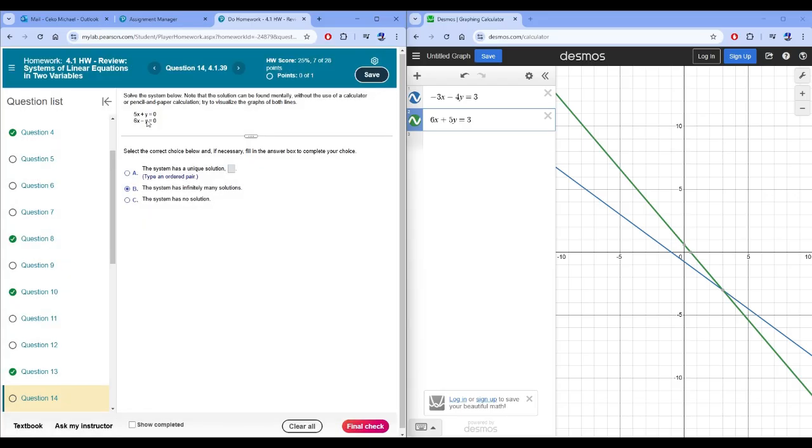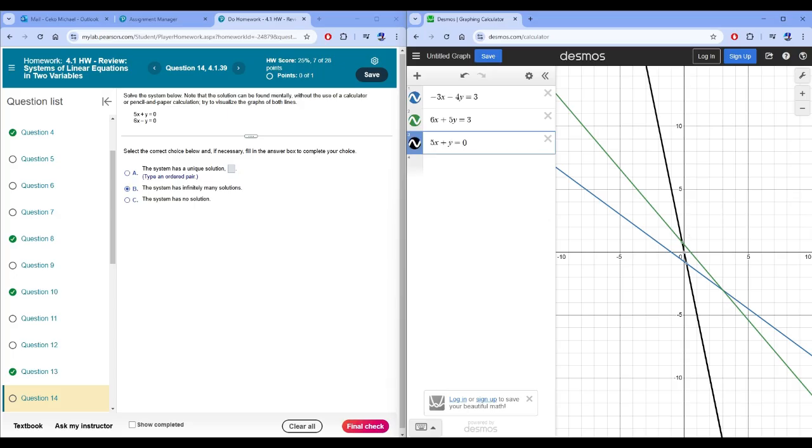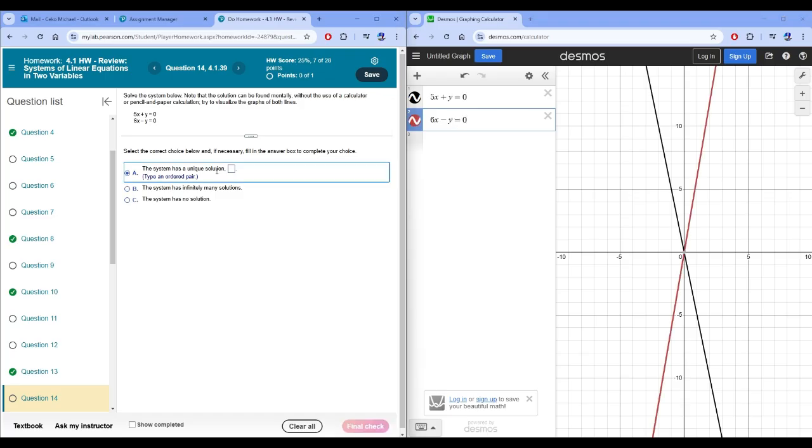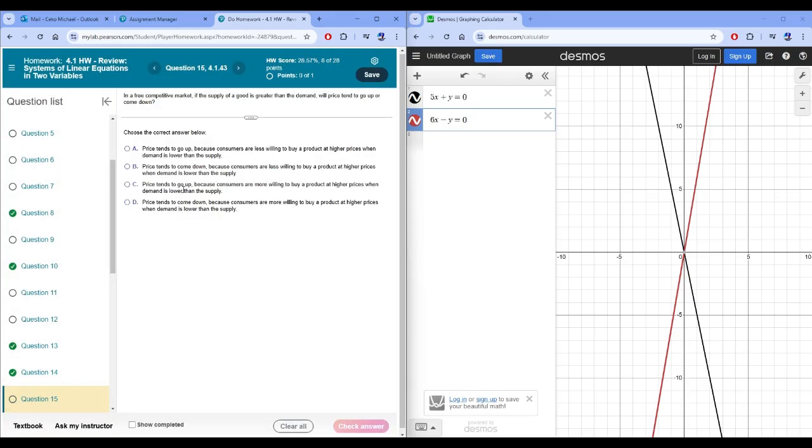What are you talking? Oh my god, I did not see this plus and negative. So this is 5x plus y equals 0. And that's 6x minus y equals 0. Oh, unique solution, 0, 0. If you want, you can go down here, click the points, 0 and 0. Final check. Beautiful. Cool.